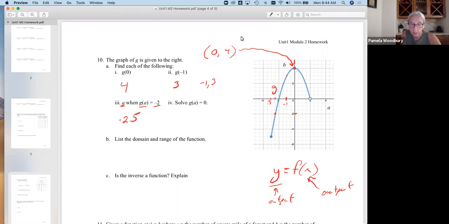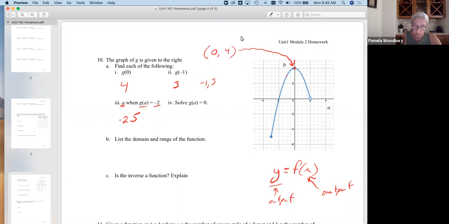One more here. This is saying solve. Remember from the PowerPoint, solve means to find the input when we know the output. So here I know the output is 0. Let me erase a few things on the graph here so that I have a little more room to work.